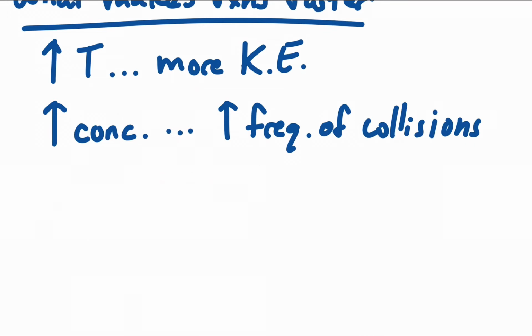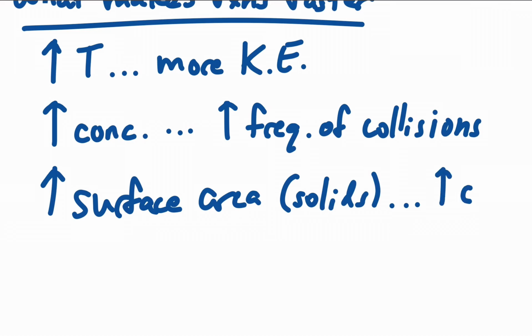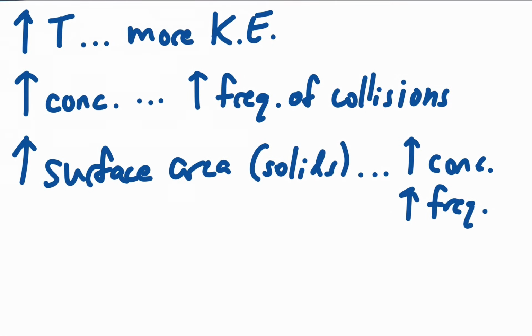Also, increasing the frequency of collisions would be increasing the surface area. This is really specific for solids, but it's analogous to increasing the concentration and therefore the frequency as well. You're just giving them more exposure to each other. And then the fourth one I'll mention is adding a catalyst.